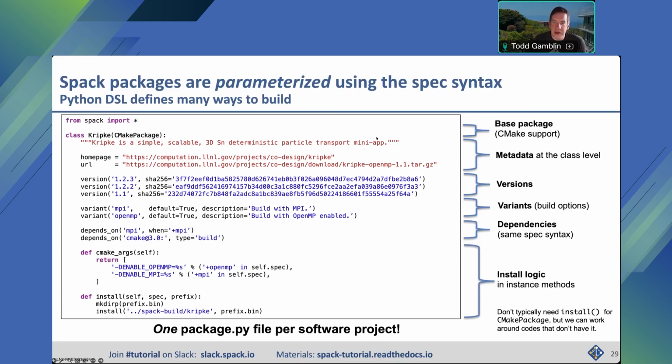and it's got a little metadata about that package. So this is script key. You can see here it's got a comment that says it's a simple 3DSN particle transport mini app. There's information about the homepage where you can go to find out more information. There's the URL where you can download it, and then these are the available versions and the checksums that you would use to make sure that you've got that version when you download it.